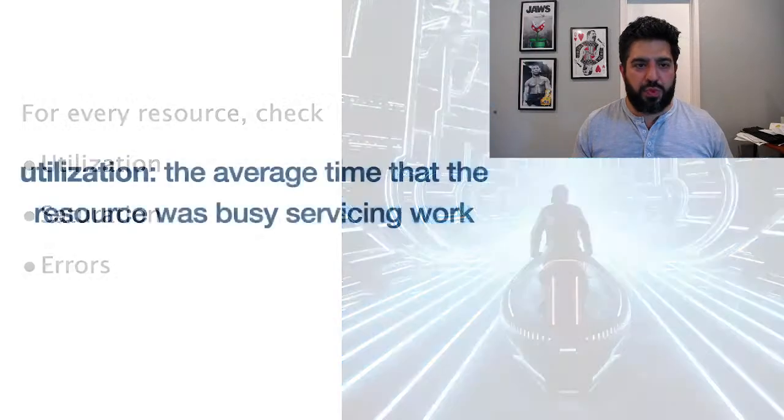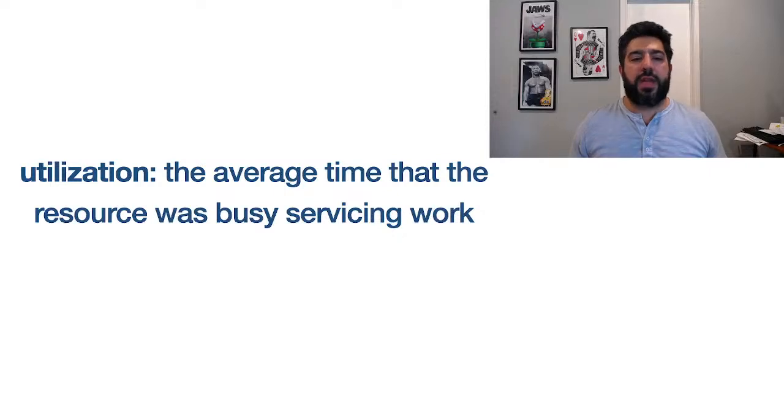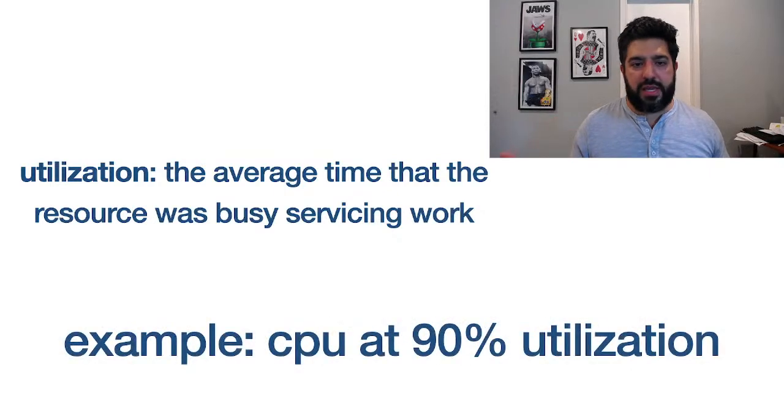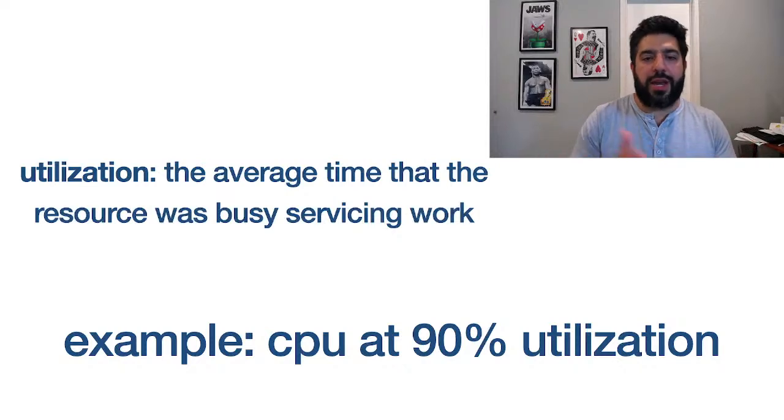So for utilization, we're just talking about the average time that the resource was busy servicing work. An easy, no-brainer example is your CPU is at 90% utilization.